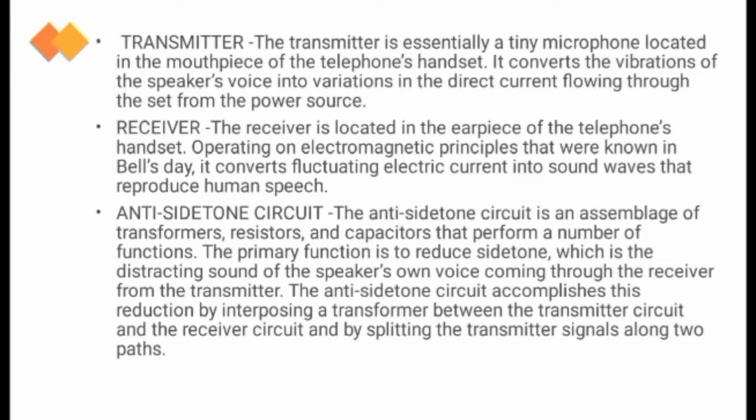Anti-sidetone circuit. The anti-sidetone circuit is an assemblage of transformers, resistors, and capacitors that perform a number of functions. The primary function is to reduce sidetone, which is the distracting sound of the speaker's own voice coming to the receiver from the transmitter. The anti-sidetone circuit accomplishes this reduction by interposing a transformer between the transmitter circuit and the receiver circuit, and by splitting the transmitter signal along two paths.